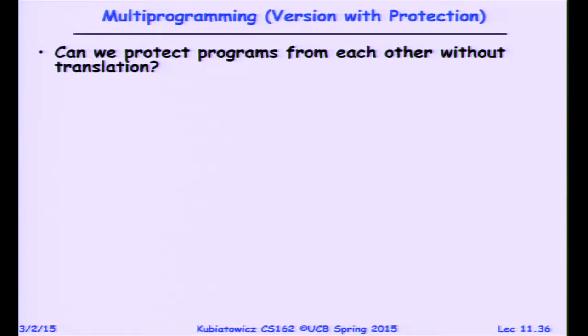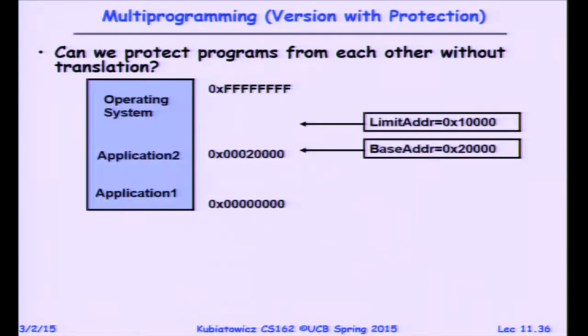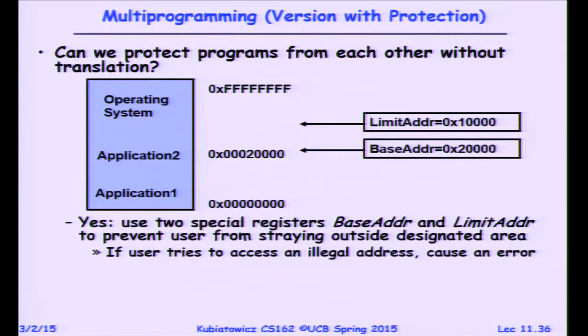So can we protect programs from each other without translation? Sure. We can get rid of the issue of application 2 trouncing on application 1 by having some extra hardware registers, a base address and a limit address, that basically says that if application 2 ever strays beyond its little jail cell, then we will stop it from doing that. Okay, so we can put protection on here, but that doesn't require translation. But it still requires that we do linking on the fly when we load.